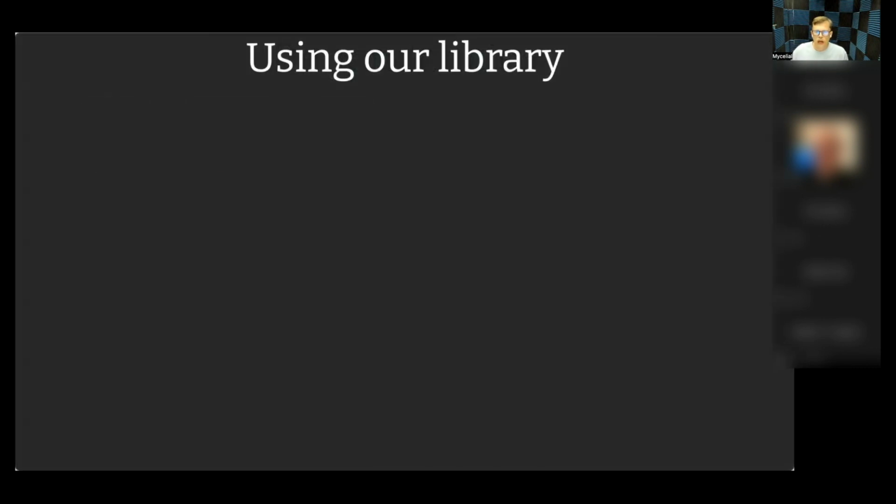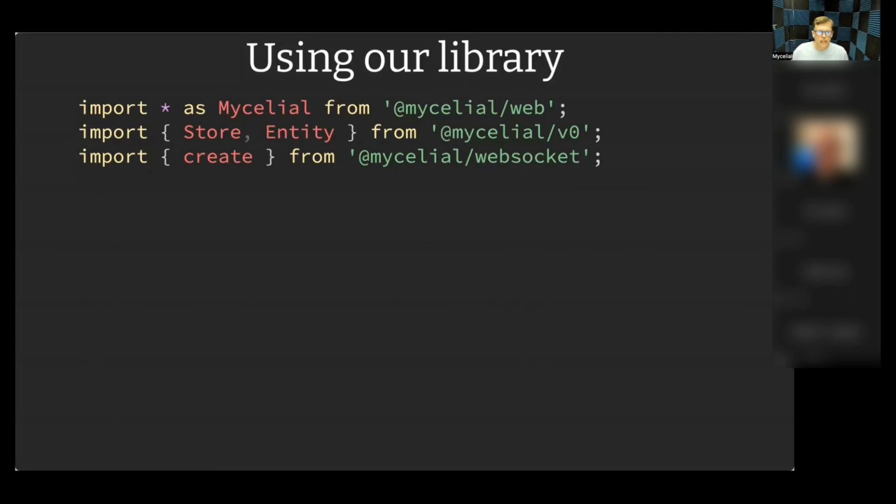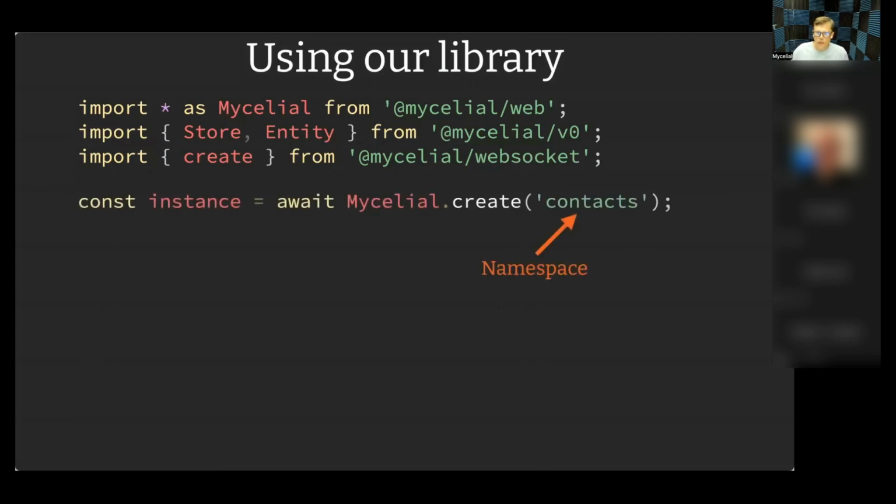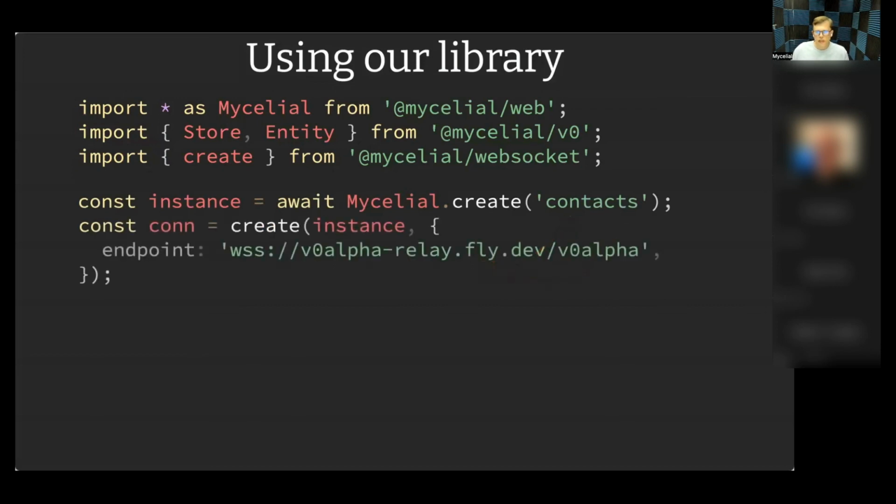Now, the first thing you'll do after importing the libraries is create an instance, passing in a meaningful namespace. This namespace gets used by things like our relay as effectively a pub sub channel, if you will. Next, to wire up the network adapter that I've talked about a few times, we'll call the WebSocket library's create function, passing in the instance and a relay endpoint. This is basically all that's necessary to set up data synchronization between your computer and others.